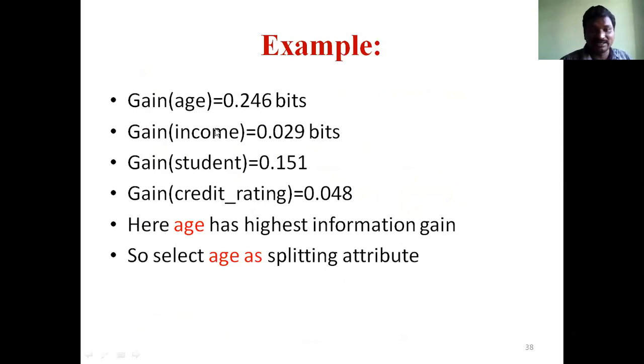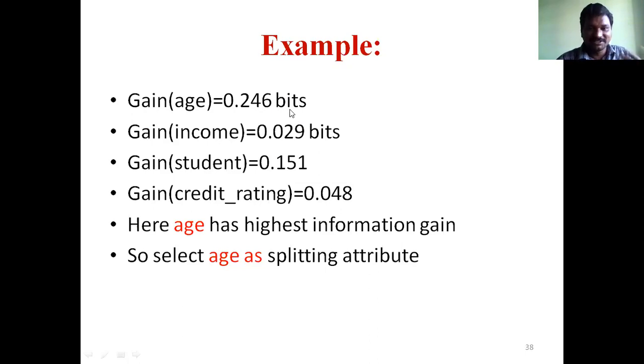Similarly, if you apply the same formula for income, for student, and for credit rating, then I applied that and found the values. The gain of income equals 0.029 bits, gain of student equals 0.151, and gain of credit rating equals 0.048. In all these cases, which has the highest information gain? The attribute age, with 0.246 bits.